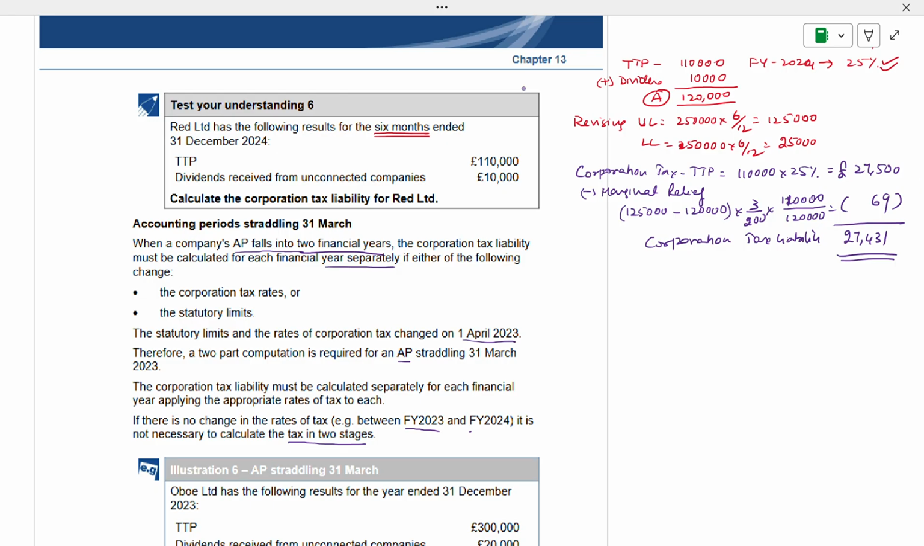The corporation tax must be calculated separately for each financial year, applying the appropriate tax rate. If there is no change in the tax rate between 2023 and 2024, it is not necessary to calculate the tax in two stages. Just read once quickly.